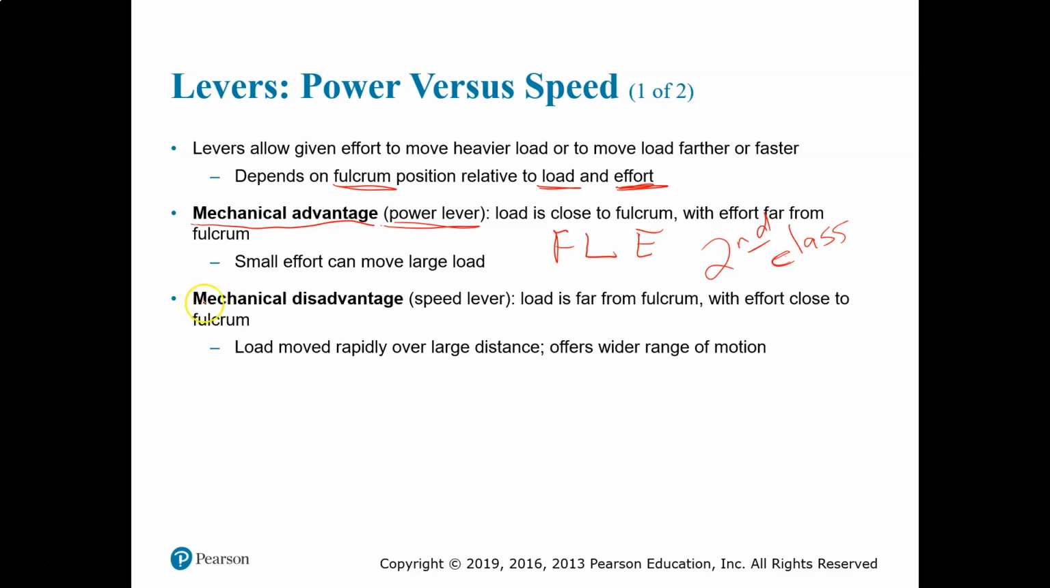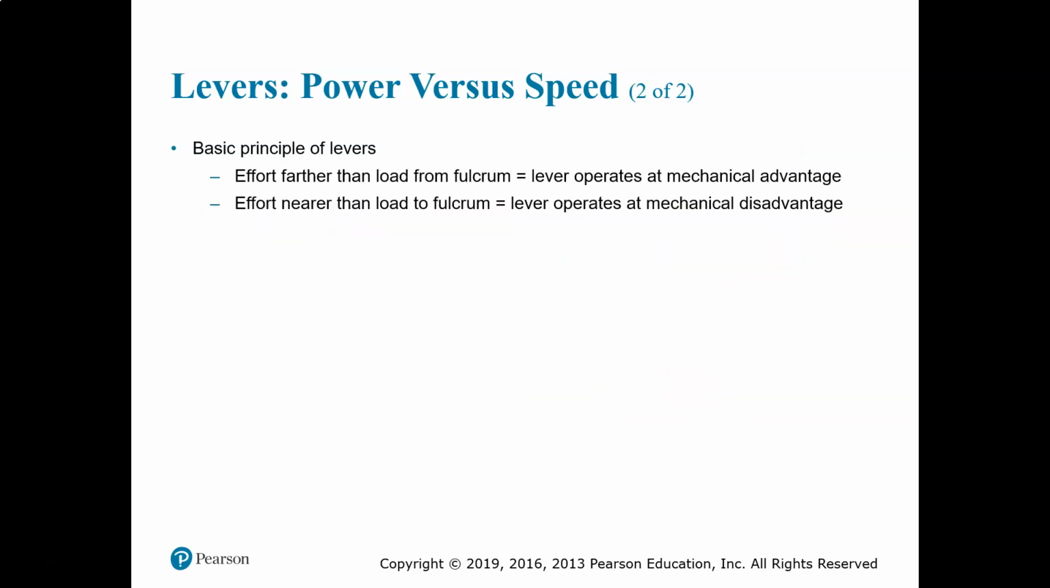The levers with mechanical disadvantage are more for speed. In this case, the load is far from the fulcrum and the effort is close to the fulcrum. So that's going to be E, F, L. That would have a mechanical disadvantage. The basic principle is this: if the effort is farther than the load from the fulcrum, then the lever operates at mechanical advantage or power. If the effort is nearer than the load to the fulcrum, then the lever operates at mechanical disadvantage, but it would be faster, a speed lever.